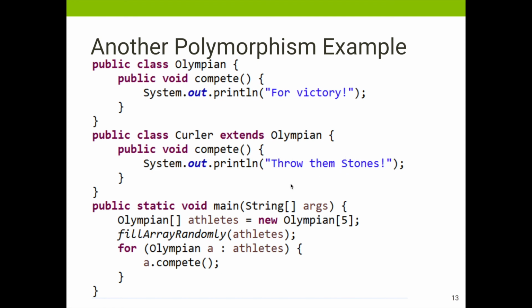Then in my main, I can create an array of athletes that's going to hold 5 Olympians. I'm going to fill the array randomly with athletes, and then for every athlete, I'm going to have them compete. This code would totally work. You don't have to know what's in your array at all. You just know that you're going to use this for-each loop. Get an athlete A. It's going to call any Olympian method, which in this case is only compete, and call that compete method.